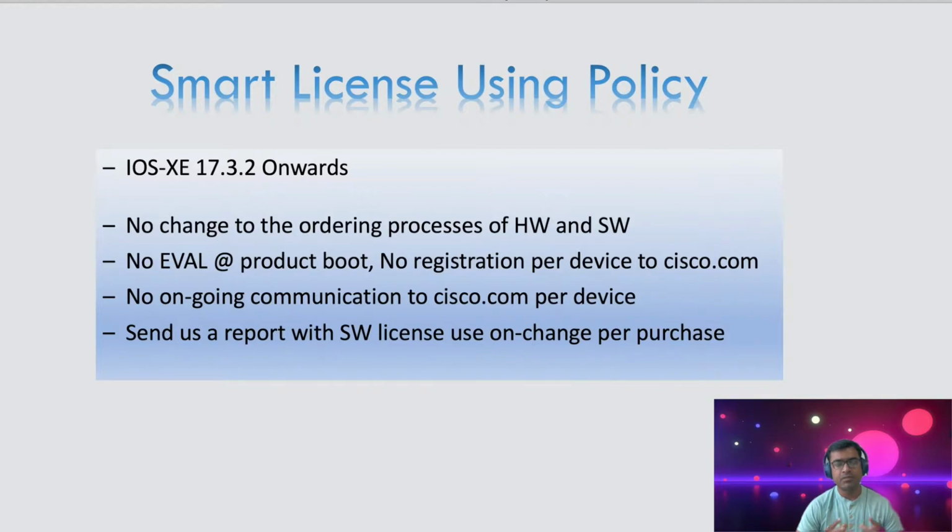No registration per device to cisco.com, so you really don't need to have all your devices talk to cisco.com on an individual basis, and I'll talk more about it when we go into the demo. No ongoing communication to cisco.com per device. That's great, right? So you don't have to keep communicating with the CSSM on a daily basis. You can set some policy. You can do it every 15 days, 30 days, 90 days, and so on. And send a report with software license use on change per purchase. So whenever something is changing, you can send the report.